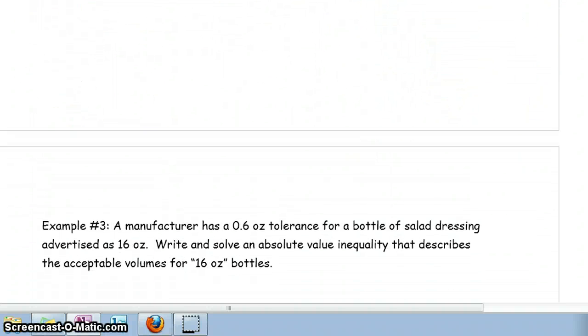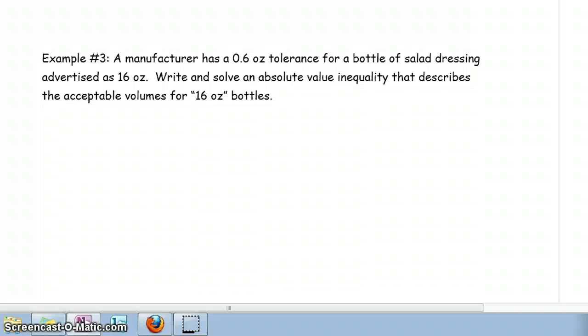Looking at our last problem, it is a word problem. So this is a problem that actually requires an absolute value. It's a manufacturer has a 0.6 ounce tolerance for a bottle of salad dressing advertised at 16 ounces. Write and solve an absolute value inequality that describes the absolute value volumes for 16 ounce bottles.